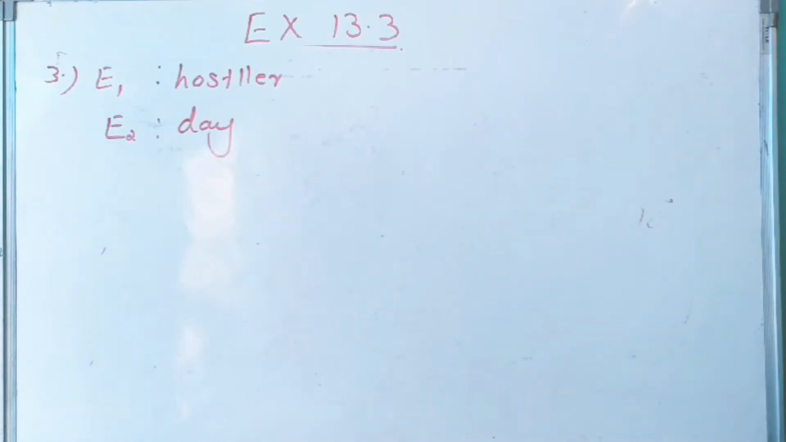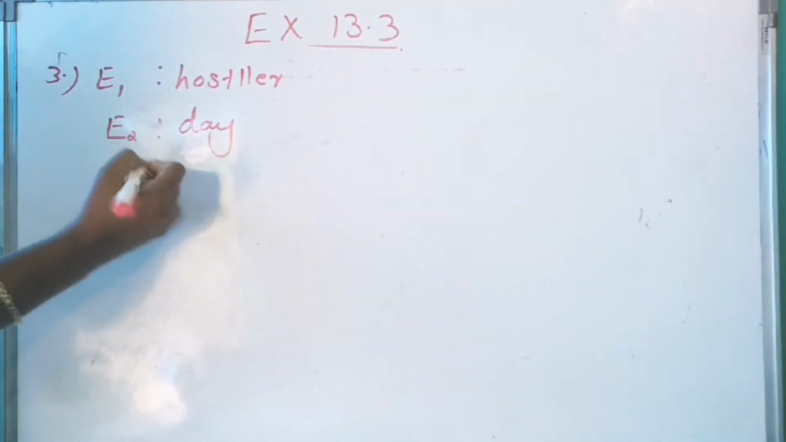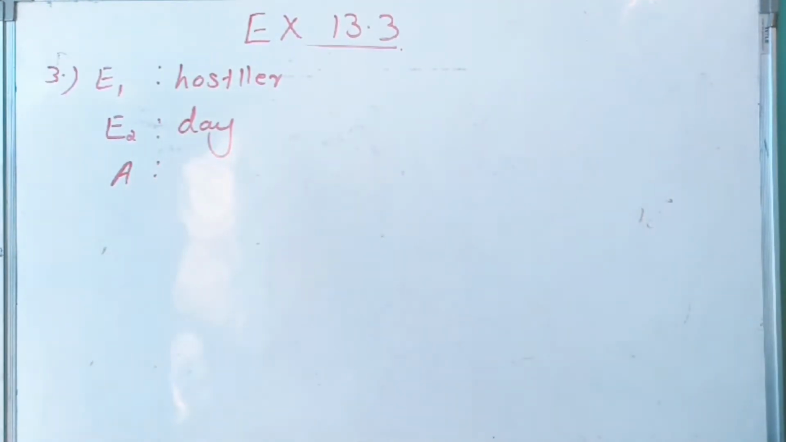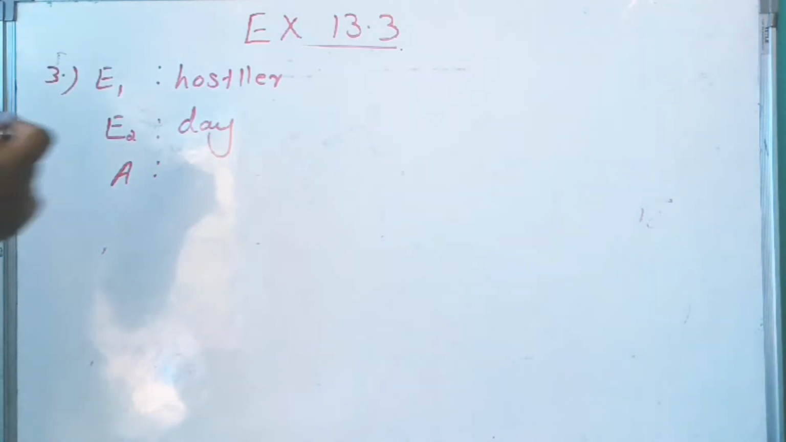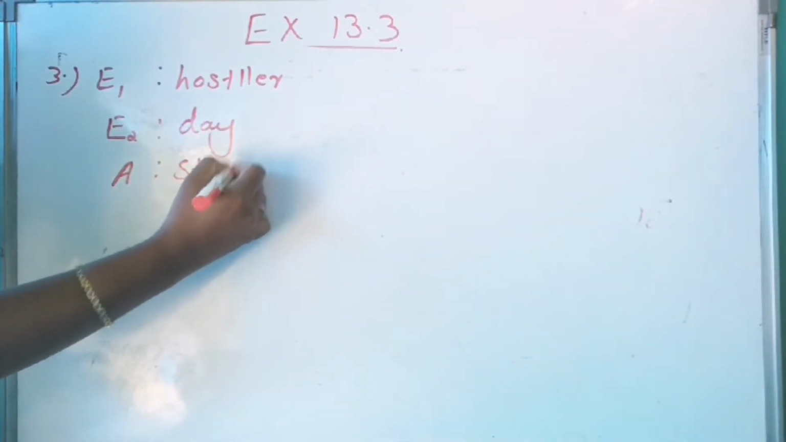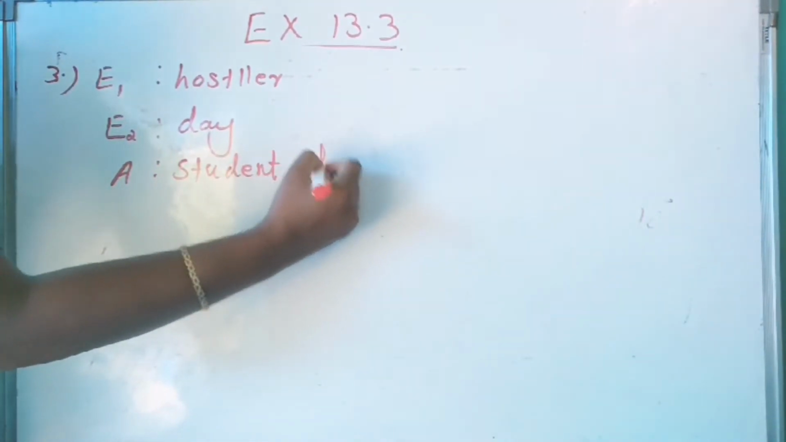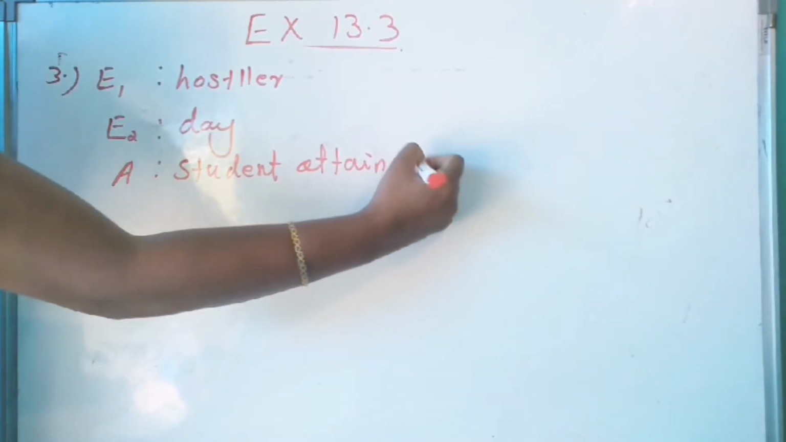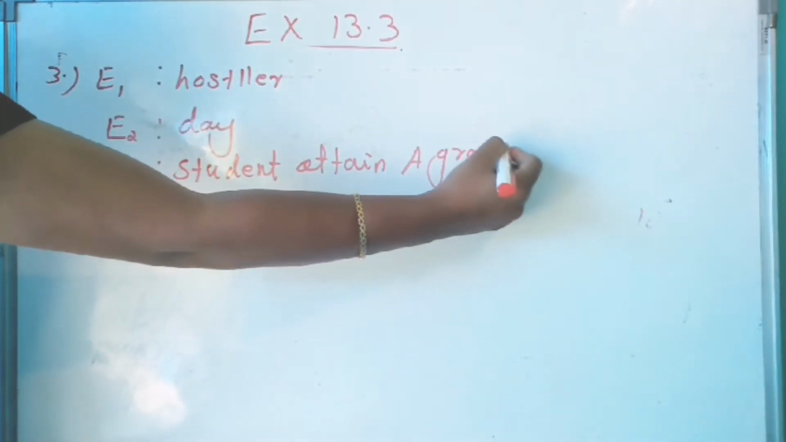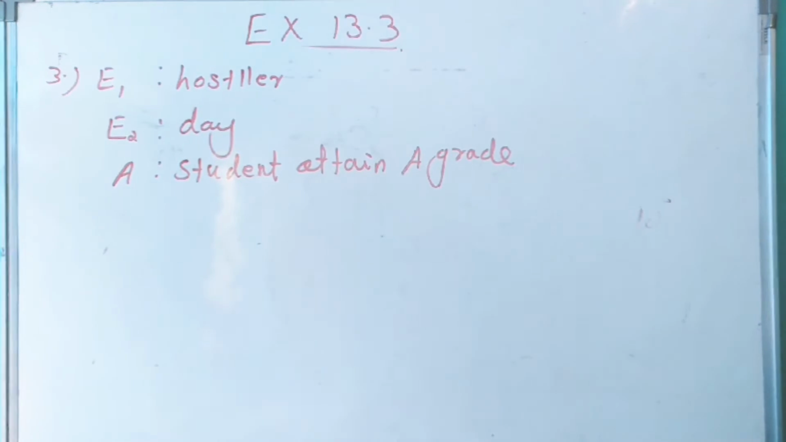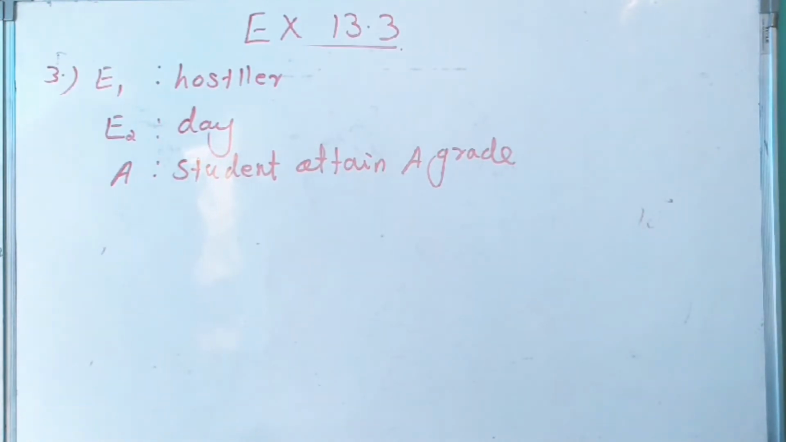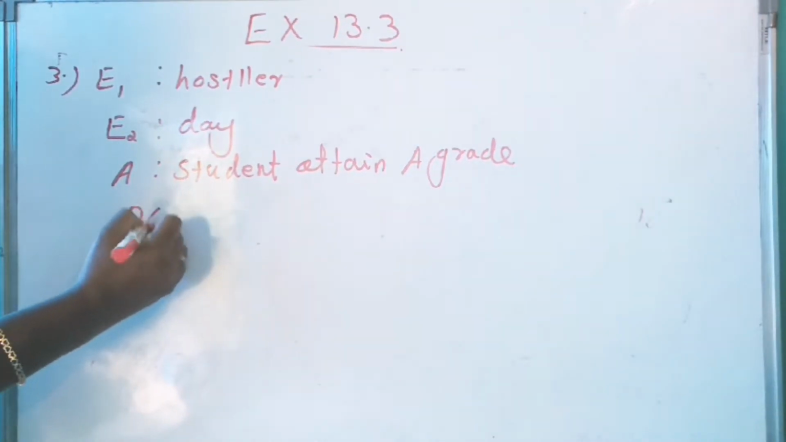At the end of the year, one student is chosen at random from the college and he has an A grade. Okay, so let A be the event that the student attains an A grade. This is our A.